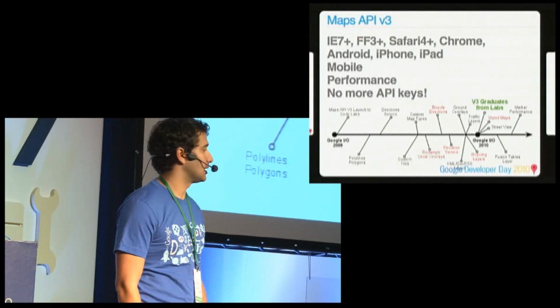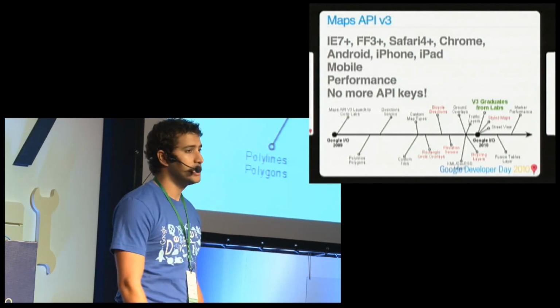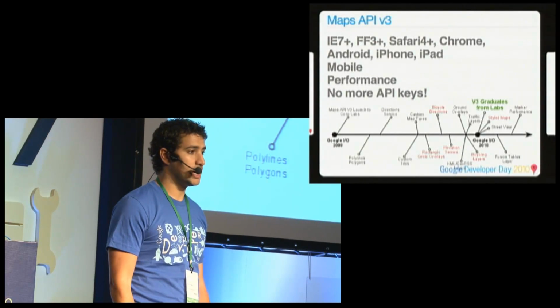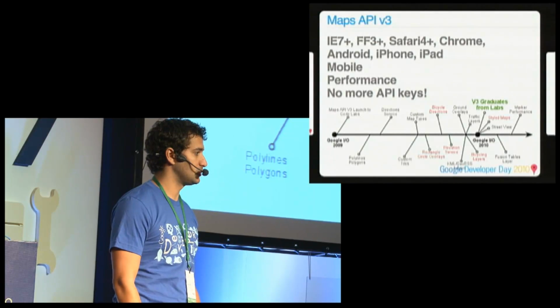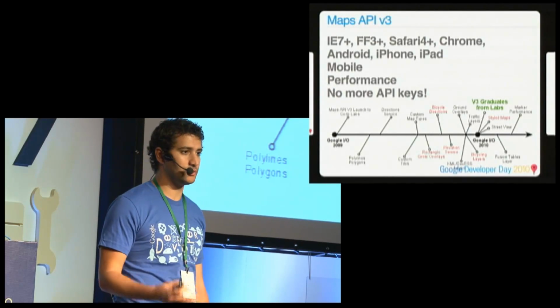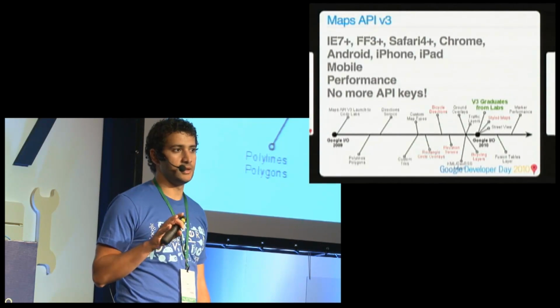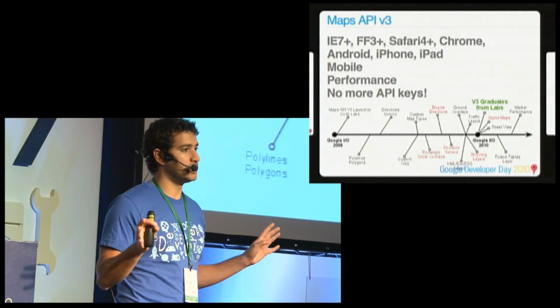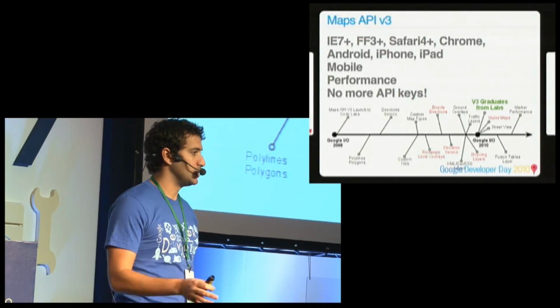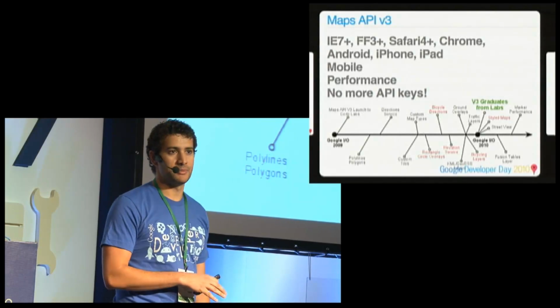We released it at Google I/O in 2009. And at Google I/O in May of this year, we launched it from labs. We graduated the API. We said that this is now our new premier JavaScript Maps API, and we deprecated version 2 of the Maps API.